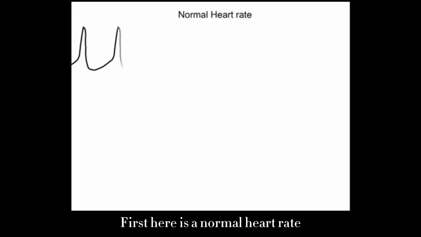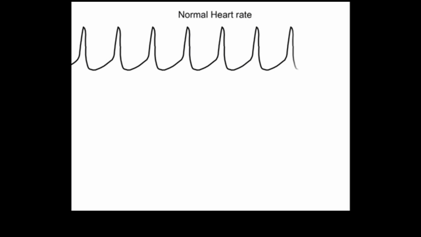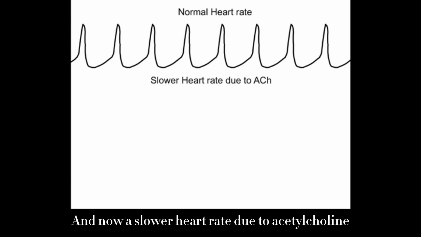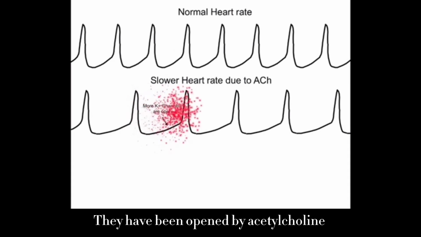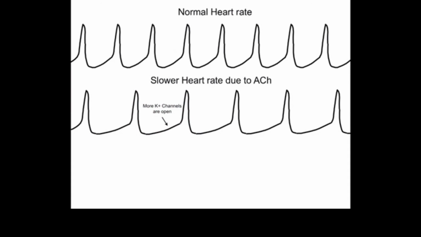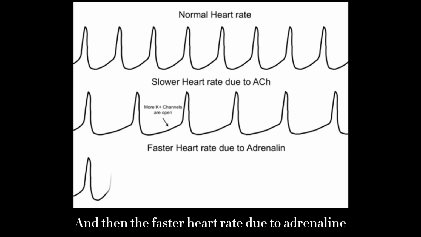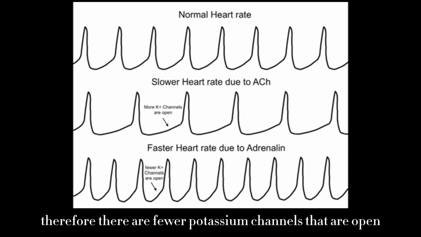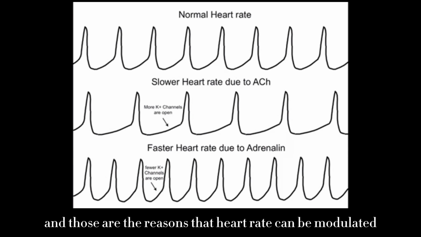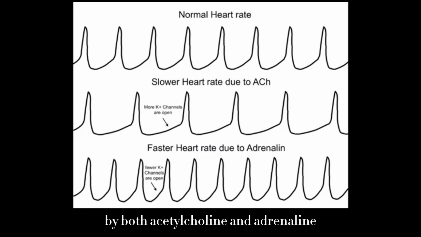Let's look at the heart rates. First, here is a normal heart rate. And now, a slower heart rate due to acetylcholine. It is because more potassium channels are open. They have been opened by acetylcholine. And then the faster heart rate due to adrenaline. And remember, adrenaline closes potassium channels. Therefore, there are fewer potassium channels that are open, and those are the reasons that the heart rate can be modulated by both acetylcholine and adrenaline.